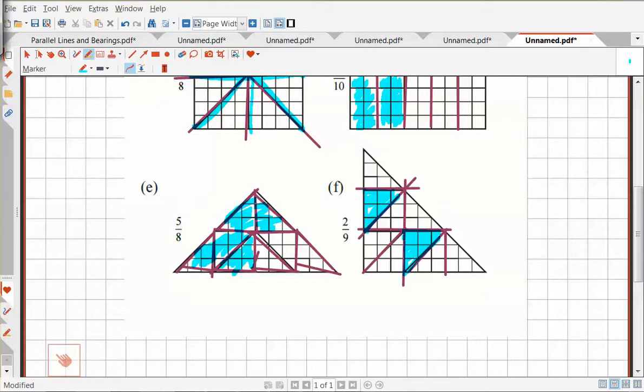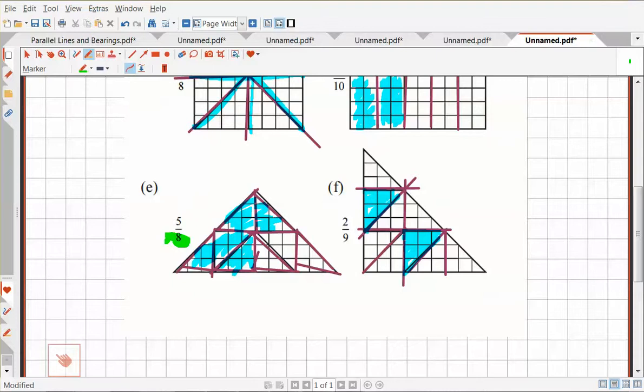Do you remember what this number was called? The denominator. Now, the denominator is important, as we've said, because it's the number that you split the whole thing up into.